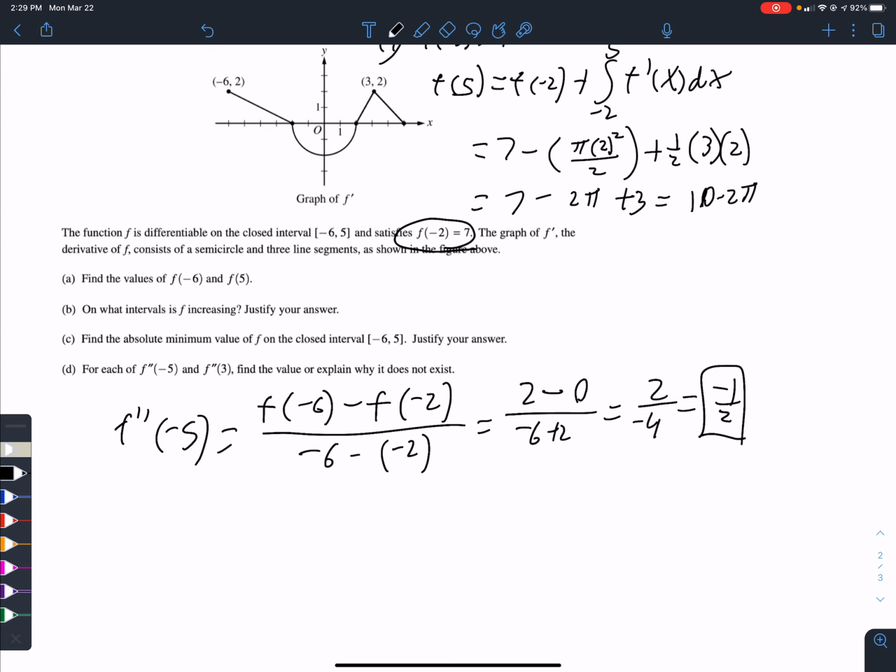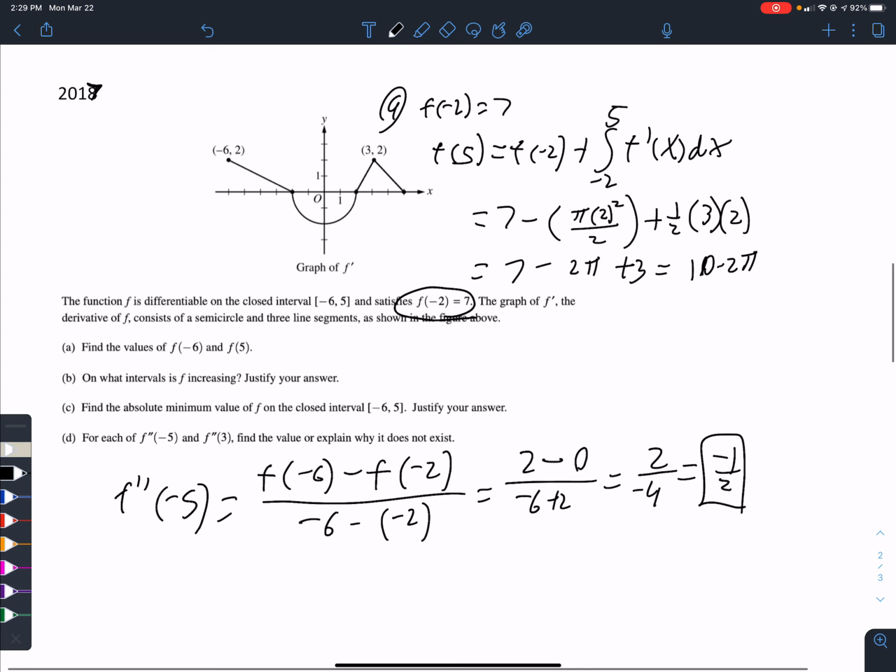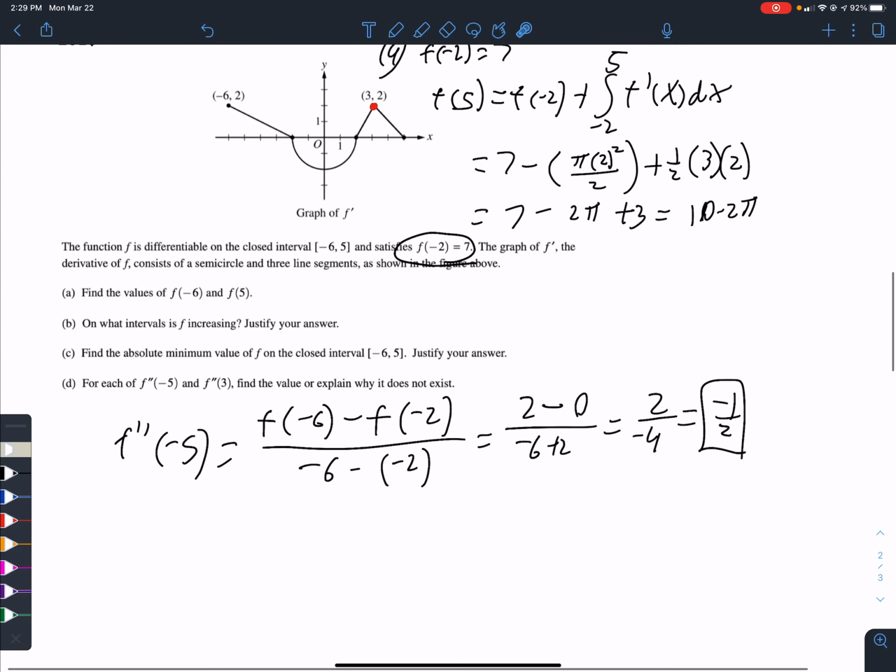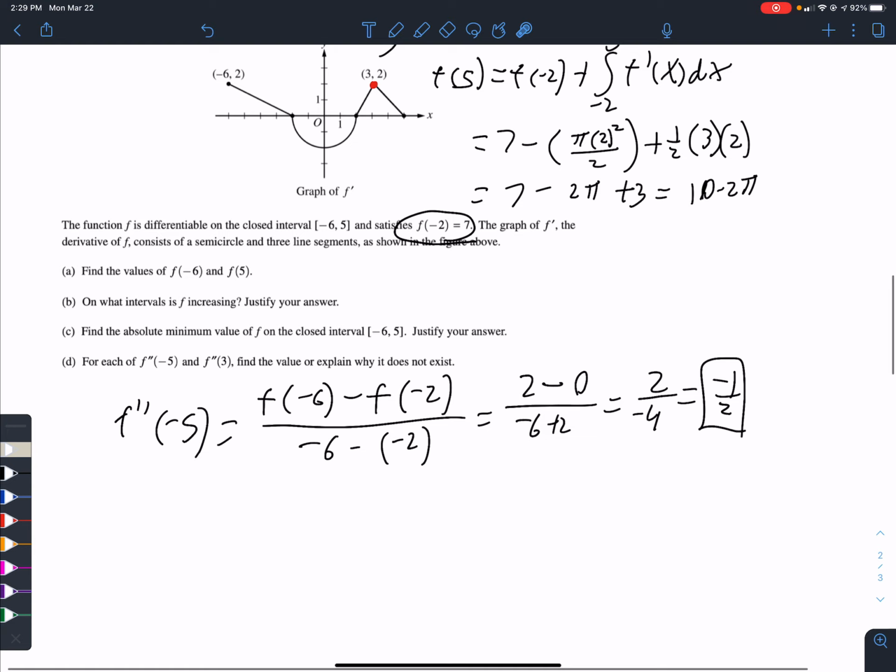Okay, what's going on at 3? Now, at 3, it's a sharp point, right? And therefore the derivative doesn't exist, but you need to give a reason why. You can't just say it's a sharp point. It all comes back to the definition of the derivative. So we're going to say f double prime at 3 does not exist, but I need to give a reason.